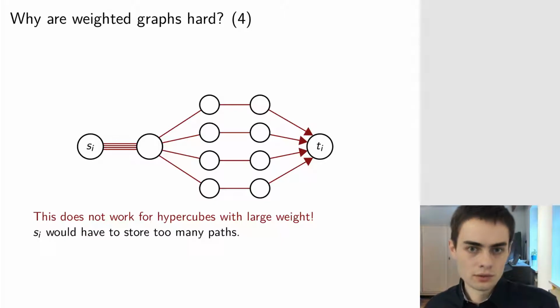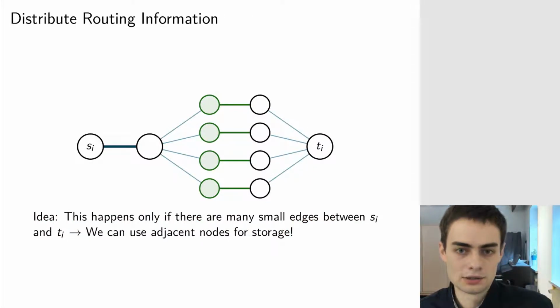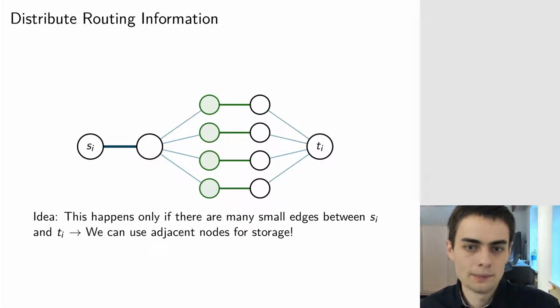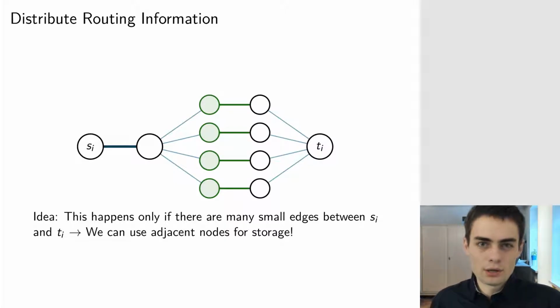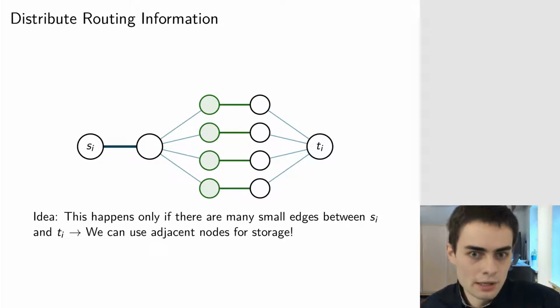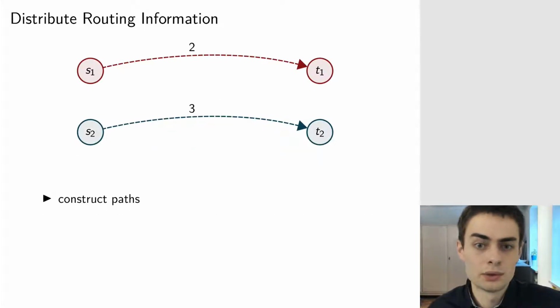So the way to solve this is that we use these intermediate edges, separating these two nodes, to store the routing information. So the problem only appears if we have a source and a target exchanging a large amount of flow, where there are lots of small edges separating the source and the target. And these small edges, or rather some nodes adjacent to them, will be used for storage. All right, how does this work in detail?